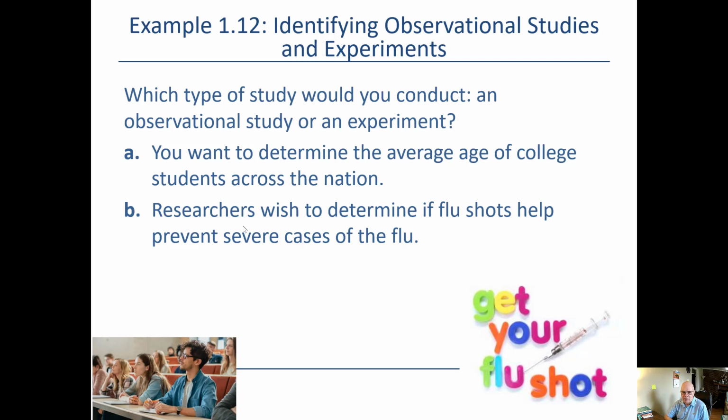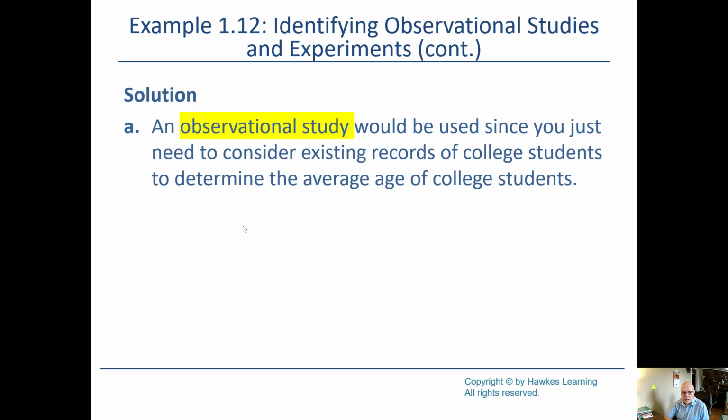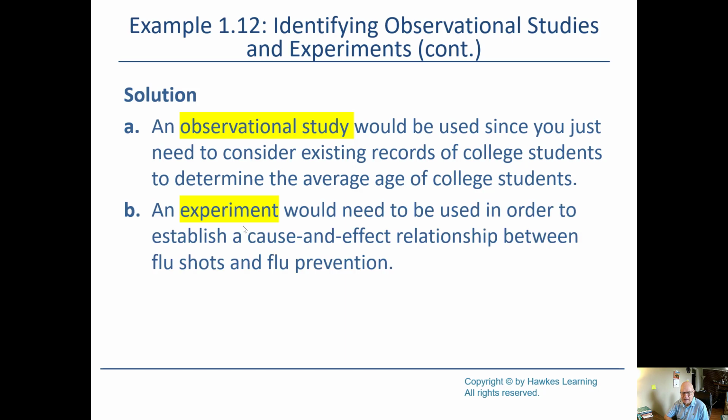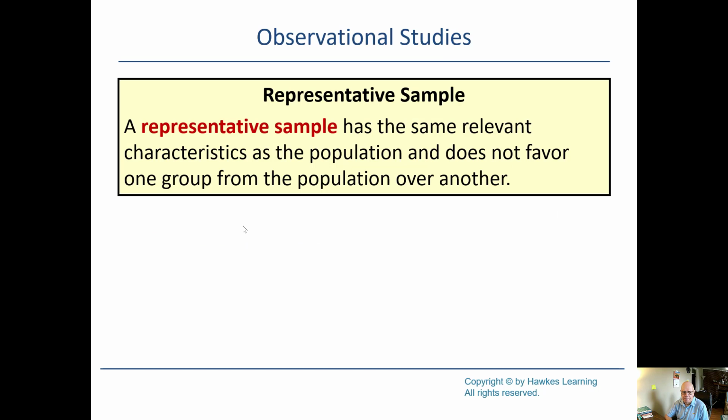So what do you have for these two? Well, A, it's an observational study because you can't change the ages. All you're doing is collecting data that already exists. The second part is going to be an experiment because you see what happens with flu shots and flu prevention.